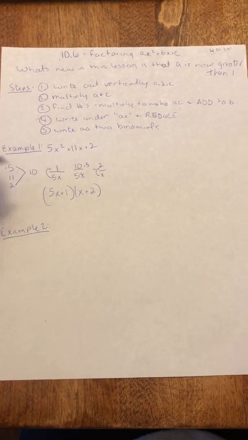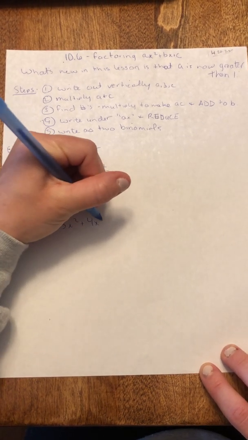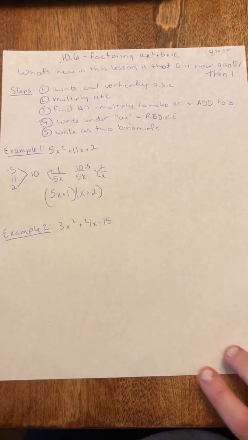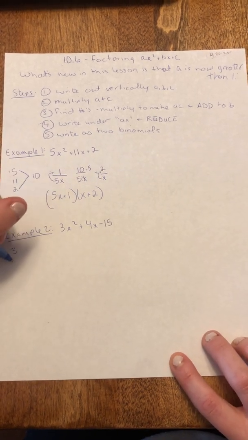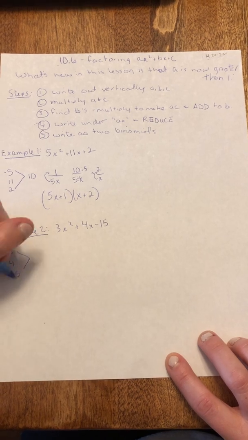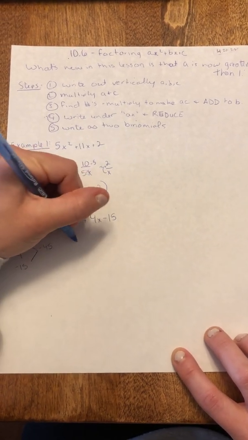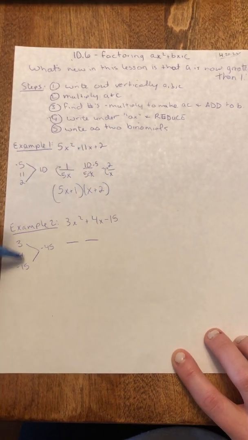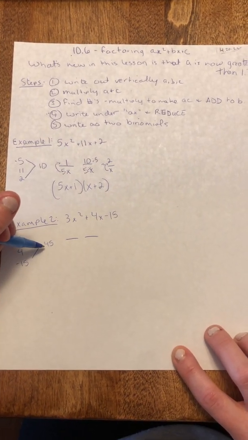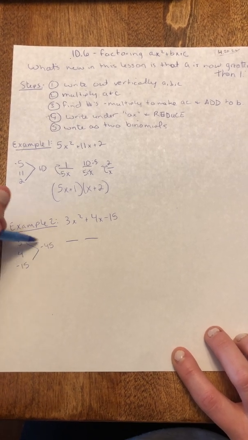So we are given 3x squared plus 4x minus 15. So again, 3, 4, negative 15. Multiply them together and you get negative 45. And you say, okay, what two numbers multiply to give me negative 45 but add to give me 4? 45 has a lot of factors.